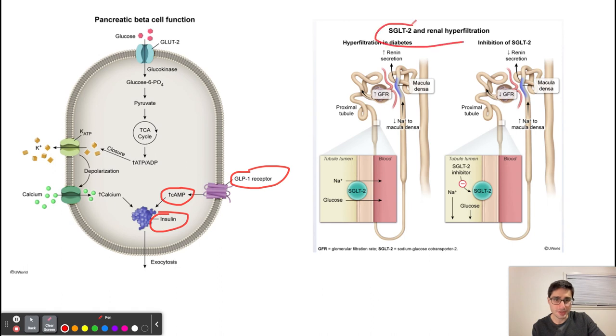Now, SGLT2, as I said earlier, is going to make patients pee out glucose. So we have this SGLT2 channel in the proximal convoluted tubule, and SGLT2 inhibitors are going to inhibit this channel. So now glucose cannot be absorbed into the blood, and so now we're going to pee it out. And as you can imagine, if we have too much glucose in our urine, then this can increase the likelihood of UTIs.